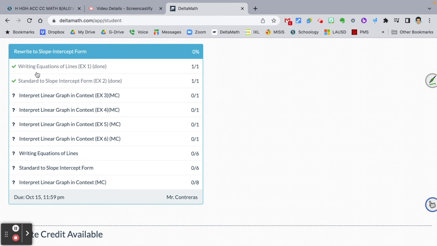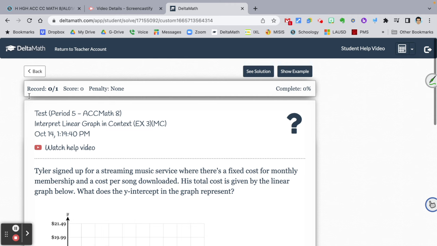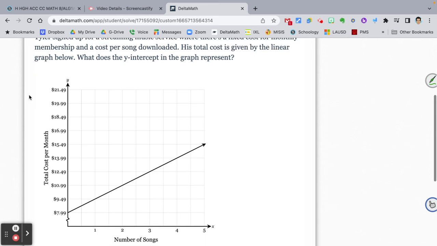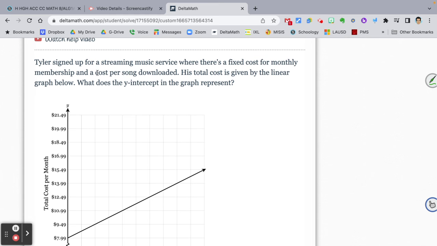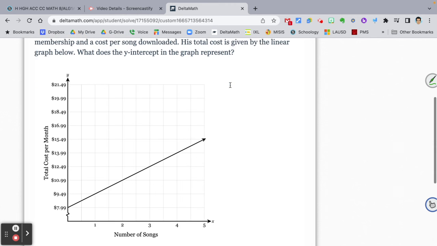Now, the next 4 questions are just analyzing a situation with a graph. So interpret linear graph in context. So they'll give us some sort of situation, like this one. Tyler signed up for the streaming music service where there's a fixed cost for monthly membership and a cost per song downloaded. His total cost is given by the linear graph below. What does the y-intercept in the graph represent?